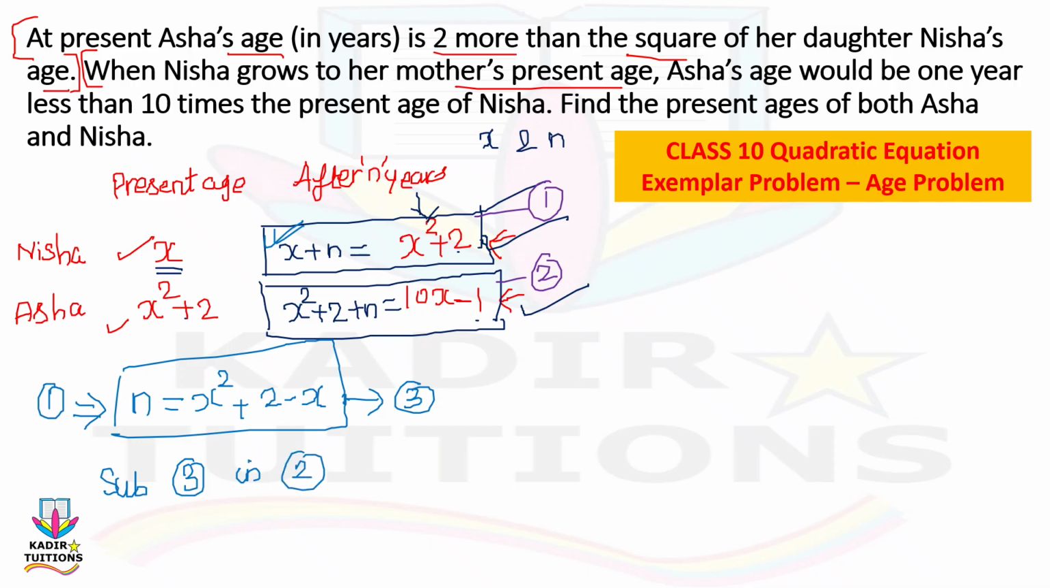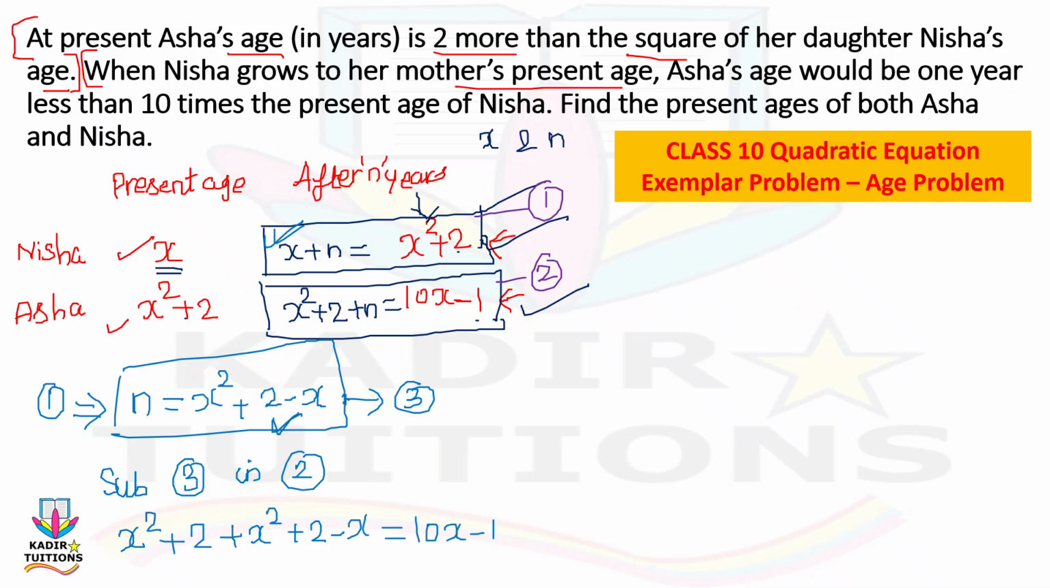In the place of n, we are going to substitute this value. What is the second equation? It is x square plus 2 plus n. So instead of n, we write x square plus 2 minus x. And on the RHS, we have 10x minus 1. Now we are going to simplify this, and finally we will get one quadratic equation.